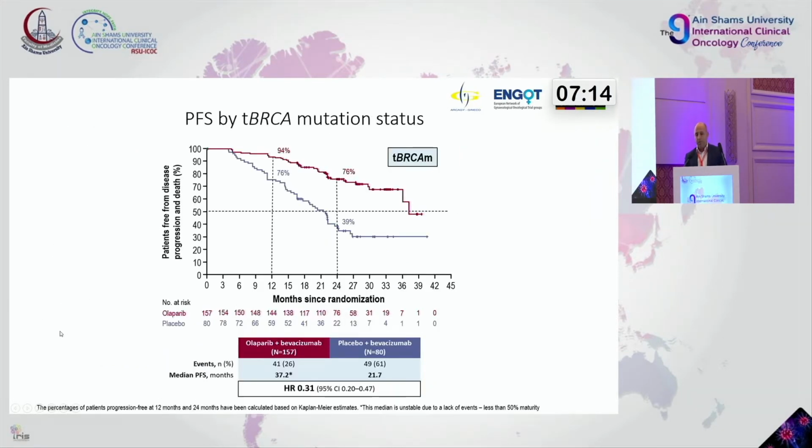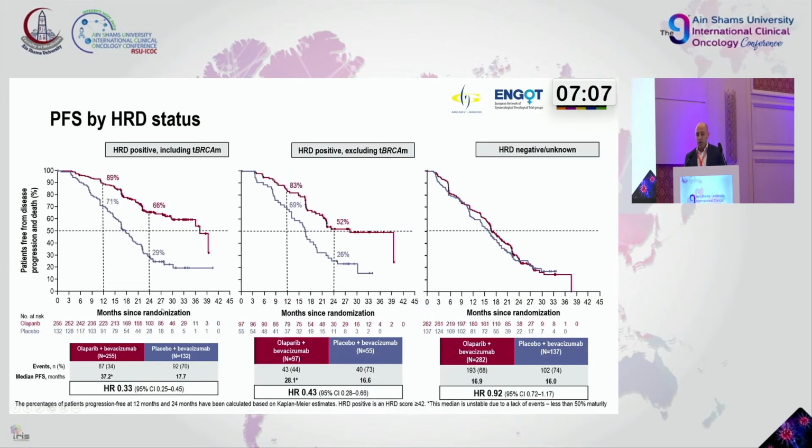And progression-free survival, of course, by BRCA mutation, you'll get the best response with the presence of BRCA mutation. HRD positive, yes, you still get benefit with BRCA mutation or excluding BRCA mutation. However, in HRD negative or unknown, we have zero benefit with the addition of the olaparib.